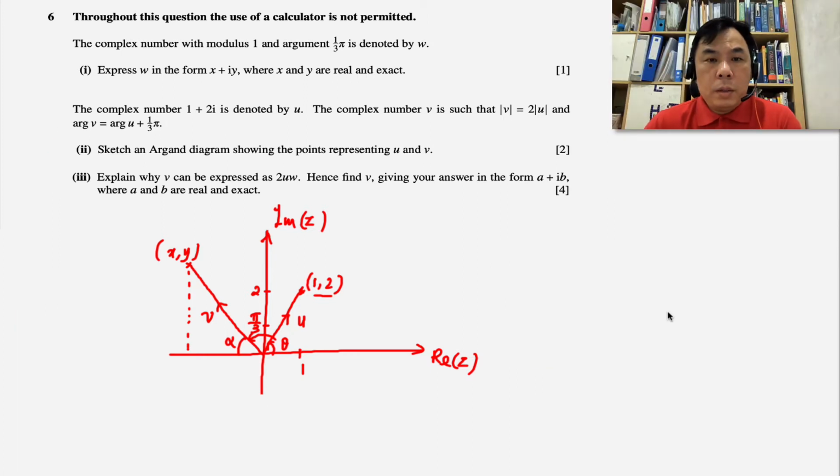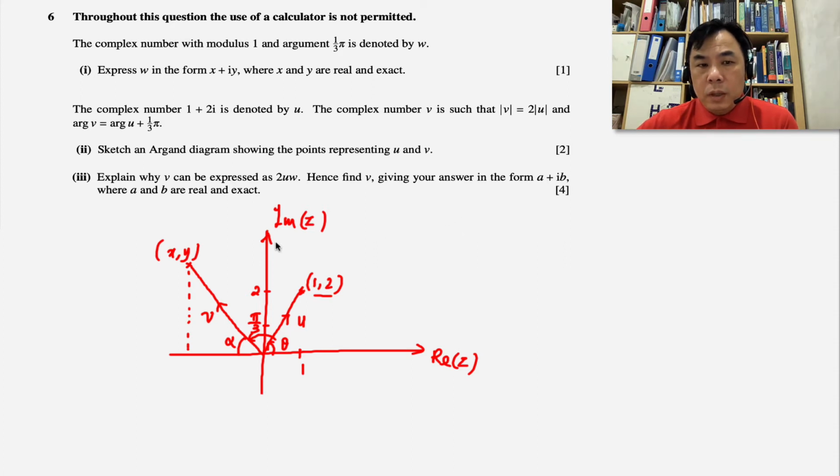All right, now let's take a look at the last one. Explain why v can be expressed as 2uw here, and then hence find v, giving your answer in the form of a plus ib, where a and b are real and exact. I leave this diagram here just as a reference with respect to complex numbers u and v. First of all, this is all the information that has been given to us. I'd like to recap again.